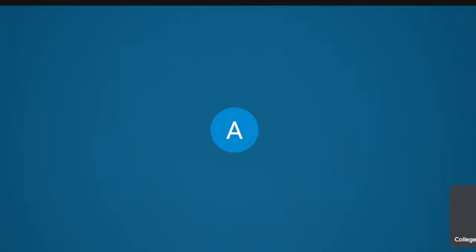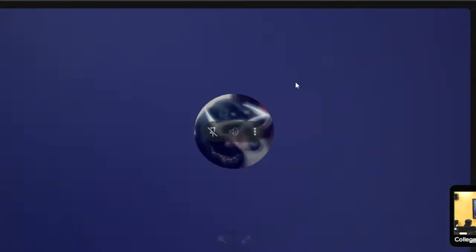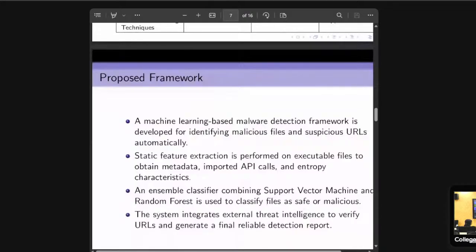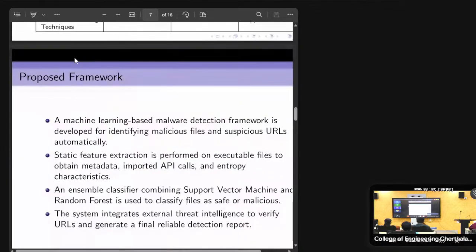The proposed system works in multiple stages. When a file is uploaded, static feature extraction is performed. Important features such as file metadata, header values, and entropy values are extracted. These features are converted into a feature vector, and an ensemble classifier combining support vector machine and random forest predicts whether the file is safe or malicious. The URL is checked for reputation, and finally both results are combined to generate the final report.